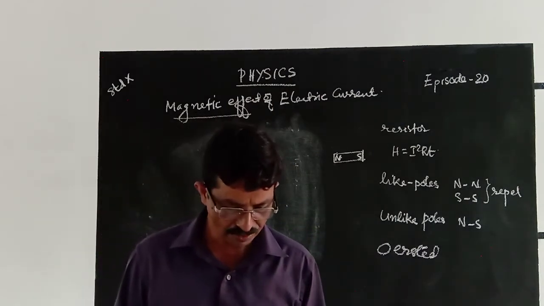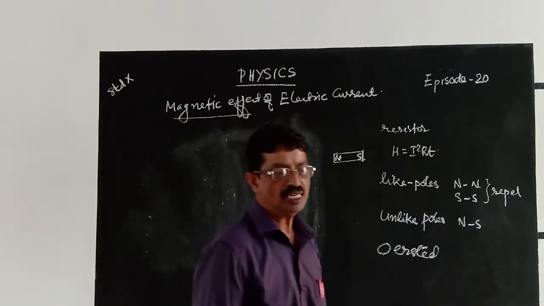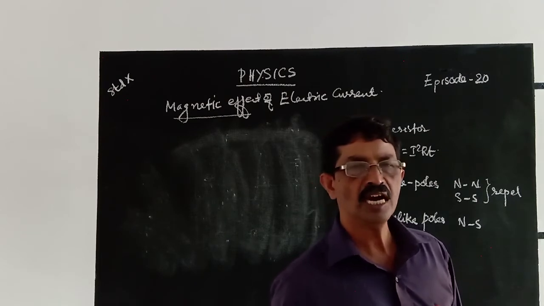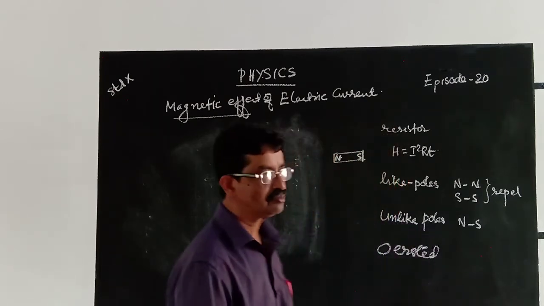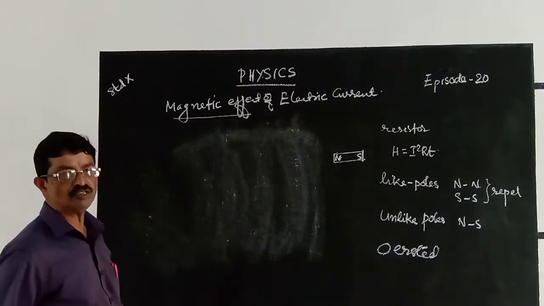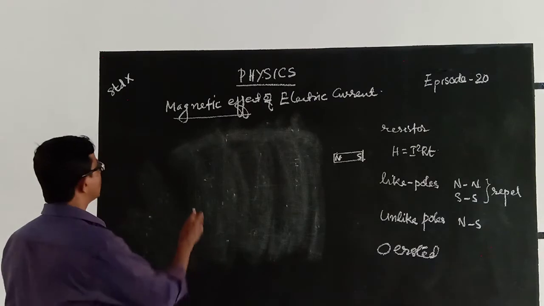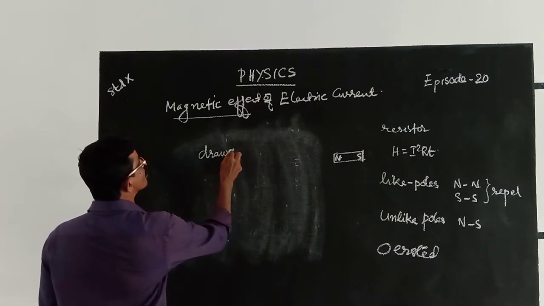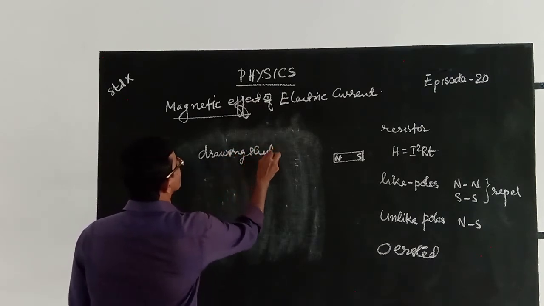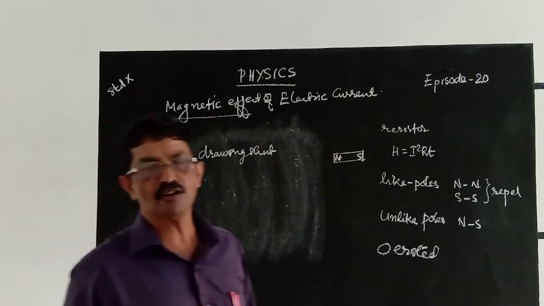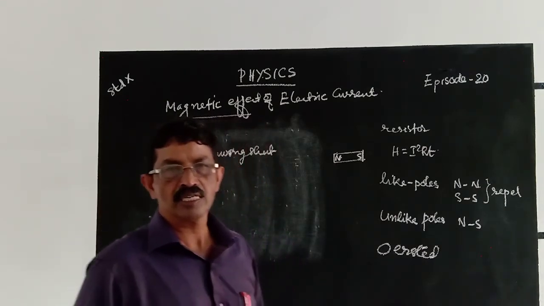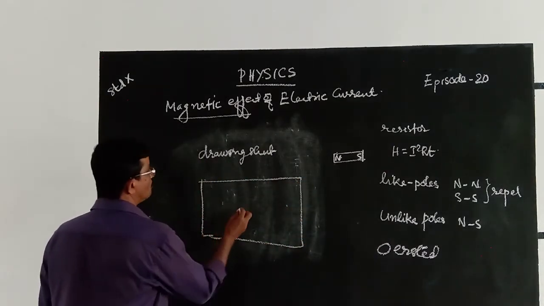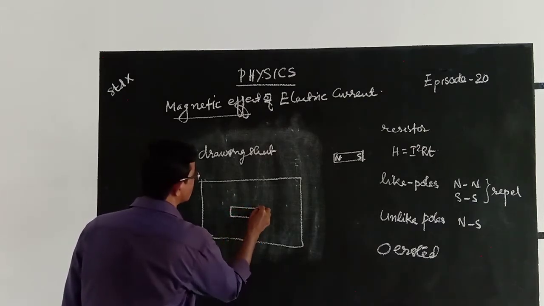Now another activity is given. That means, what is actually a magnetic field and how does that magnetic field exist? For that, you do one activity. Take a drawing sheet and fix it on a drawing board. Then place a bar magnet at its center.